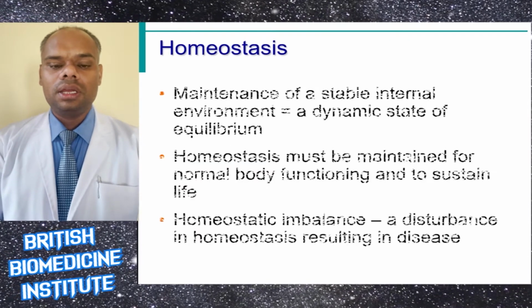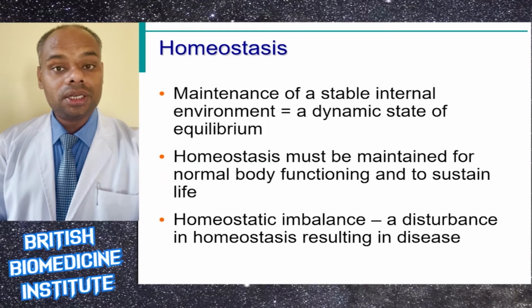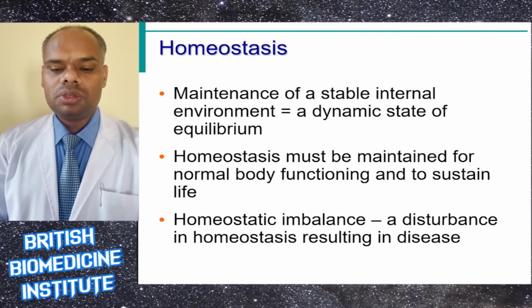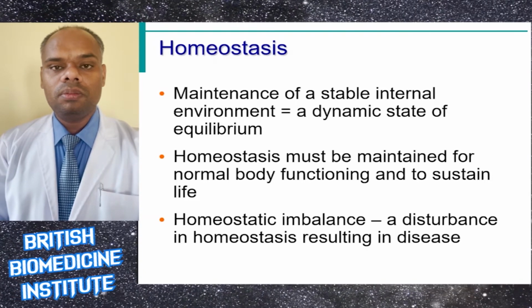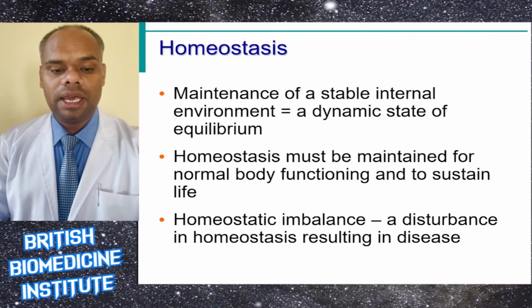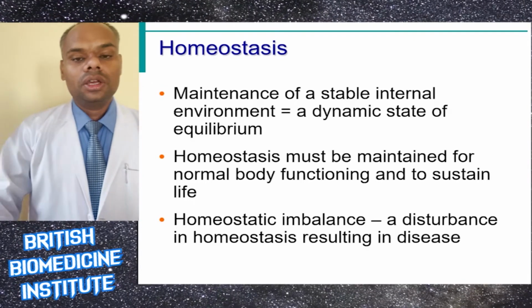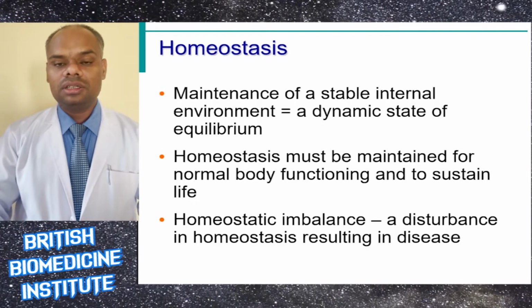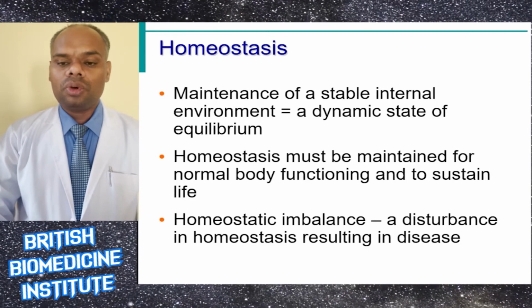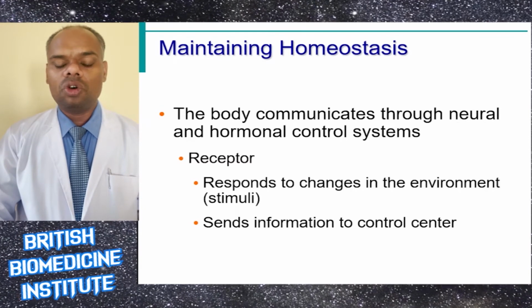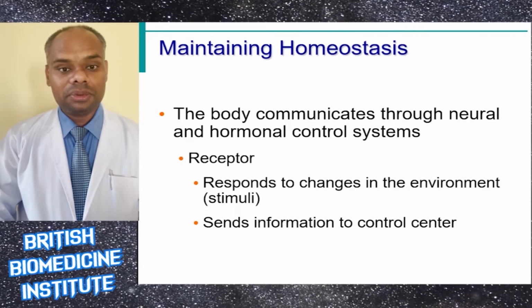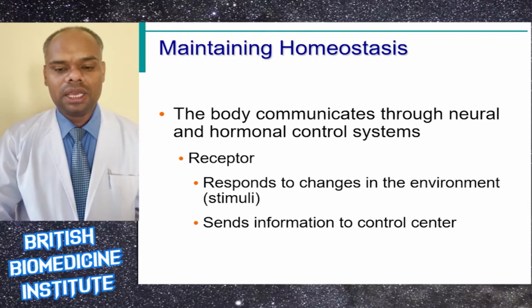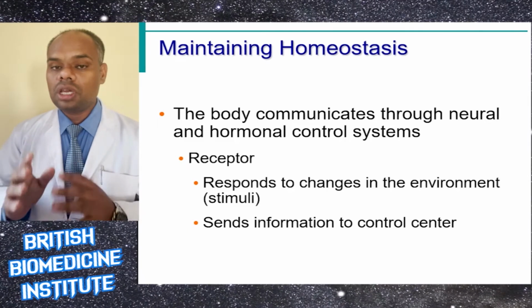Homeostasis helps in maintenance of a stable internal environment, which is a dynamic state of equilibrium. Homeostasis must be maintained for normal body functioning and to sustain life. And if there is a homeostatic imbalance, it can lead to disturbance which can result in disease. The body communicates through neural and hormonal control systems, like receptors. They respond to changes in the environment with the help of stimuli, which send information to the control center.